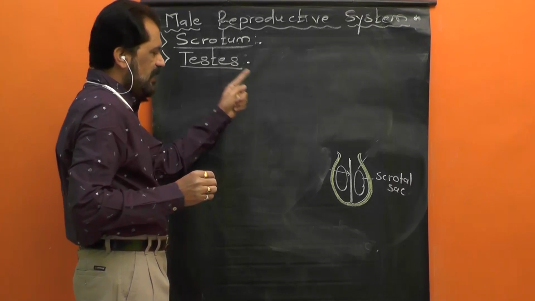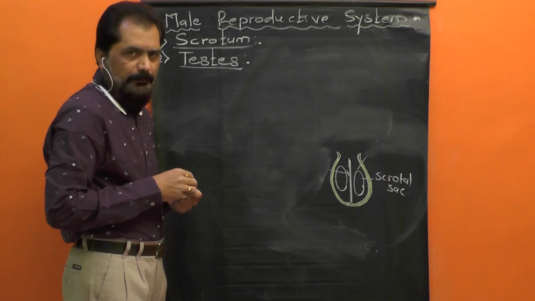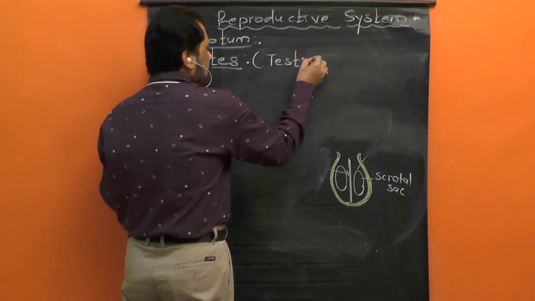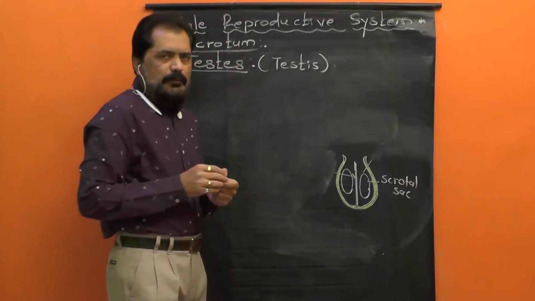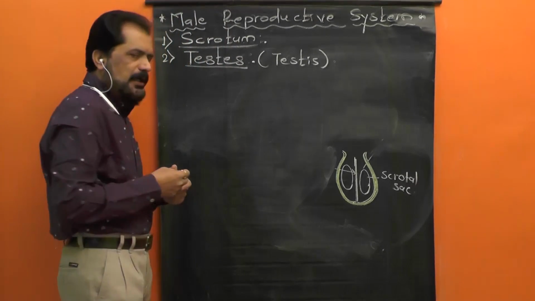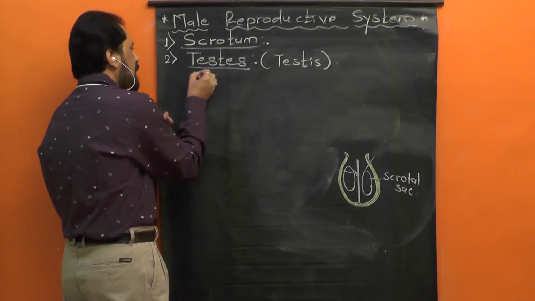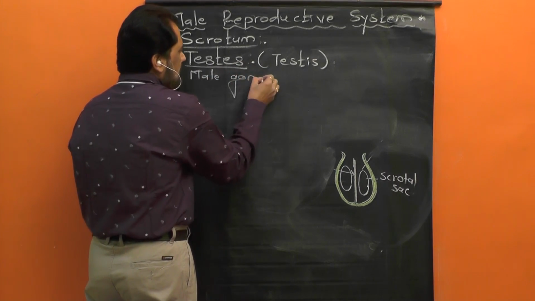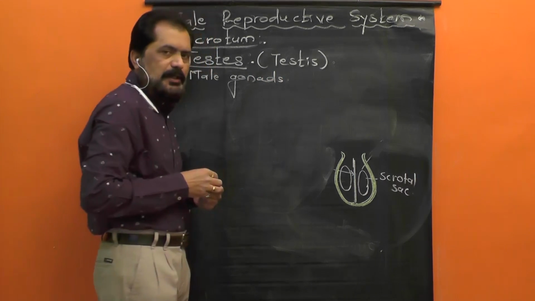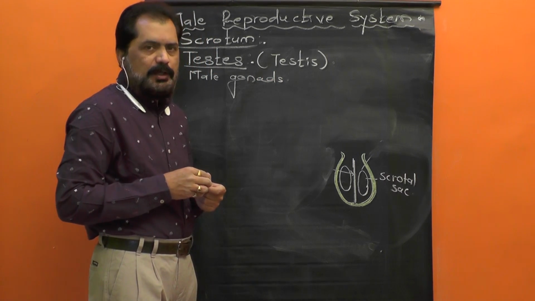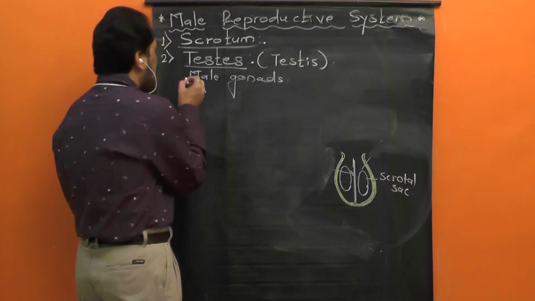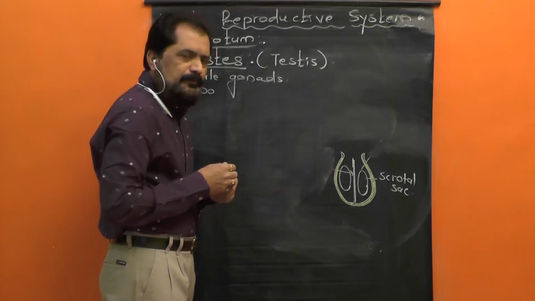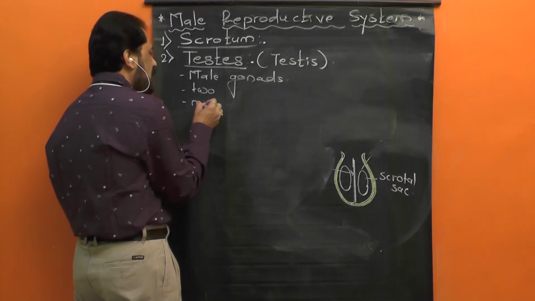T-E-S-T-E-S, testes, is the plural form, and T-E-S-T-I-S is singular. We all know that testes are nothing but male gonads. Yesterday, in our last lecture, we discussed that these are male gonads, or primary sex organs in male. In human beings, there are two testes. These are paired structures.